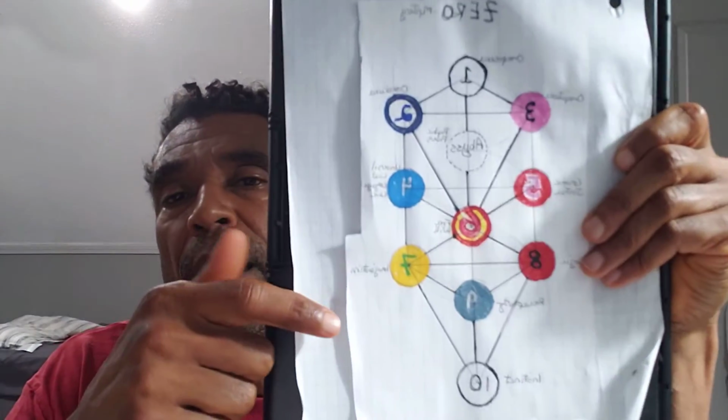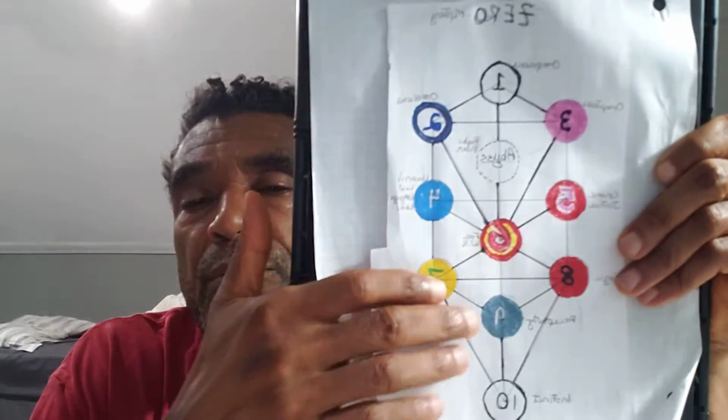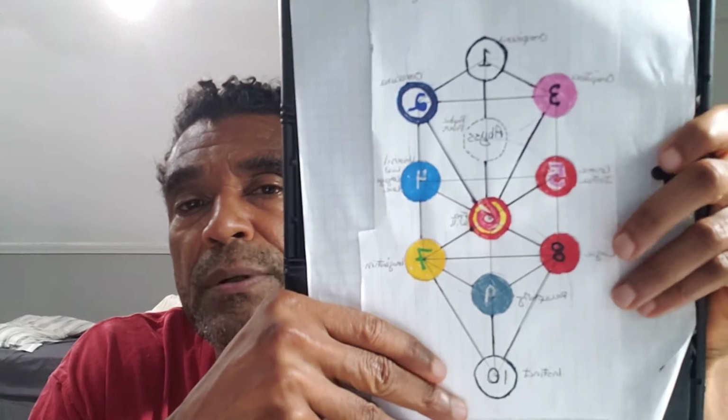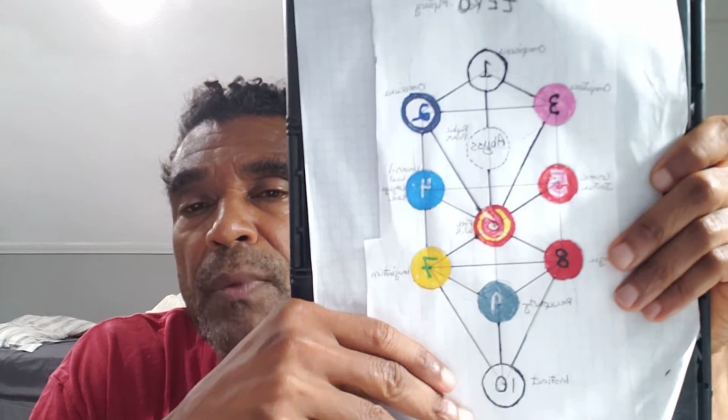And those categories reflect our faculties of consciousness. So the tree of life is more or less a map of our consciousness. And we can understand it by going through it as an introduction.